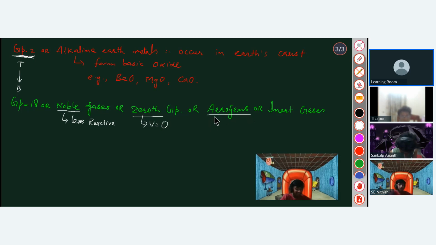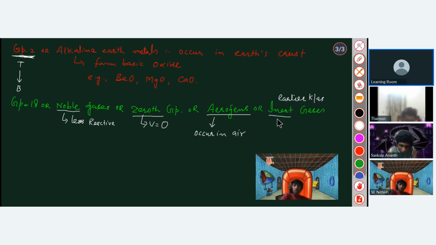Why are they known as aerogens? Because they occur in air, in the atmosphere. They are not reactive because they have already formed the octet. Earlier they were known as inert gases.